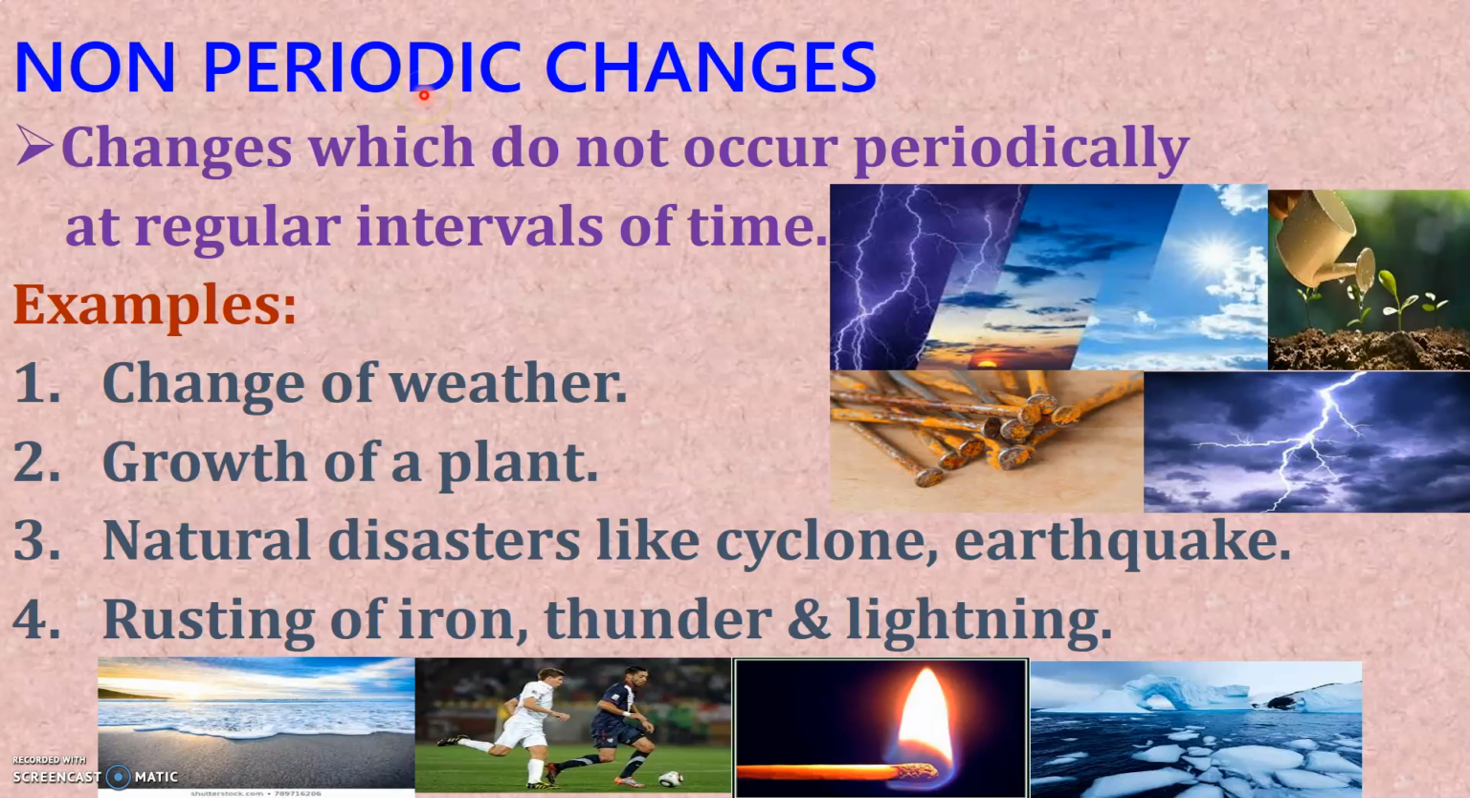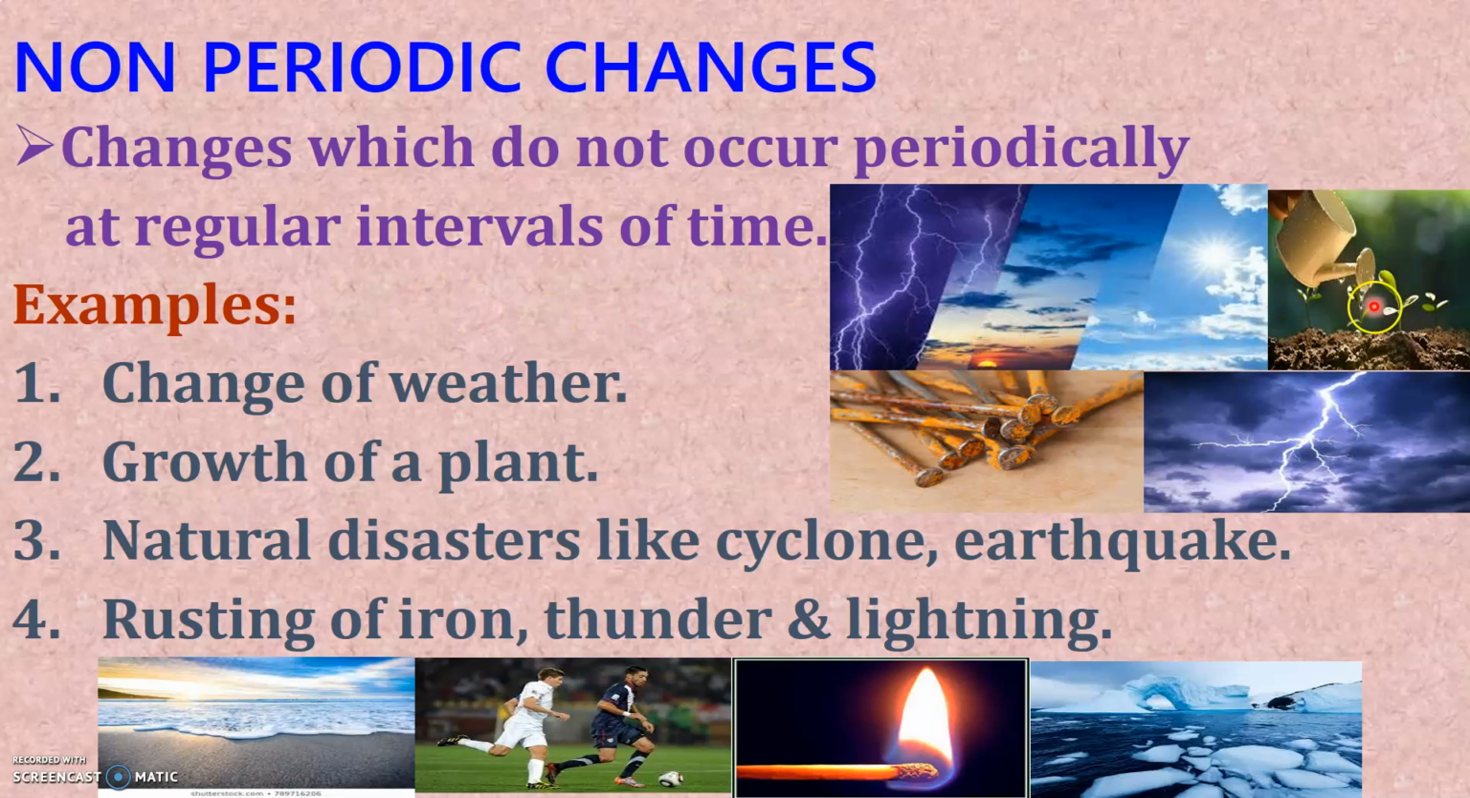Non-periodic changes. They are just the opposite of periodic changes. These are changes which do not occur periodically or do not take place at regular intervals of time. Change of weather. We cannot predict when the weather changes, isn't it? Maybe now it is sunny and after 1 hour it might rain. But it is not the same case the very next day. So we say they do not occur at regular intervals of time.